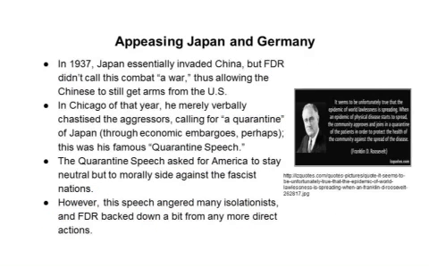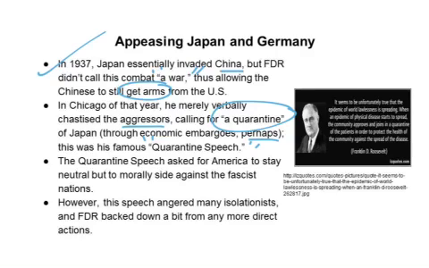In 1937, Japan essentially invaded China, but FDR didn't call this combat a war, thus allowing the Chinese to still continue to get arms and munitions from the United States. In Chicago of that year, he merely verbally chastised the aggressors, calling for a quarantine of Japan, through economic embargoes, perhaps. This was his famous quarantine speech.